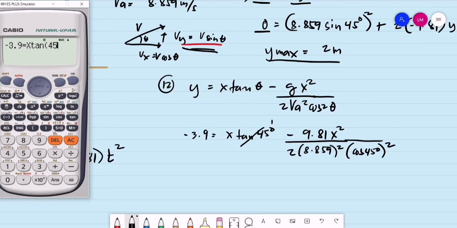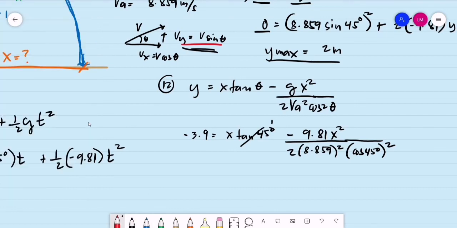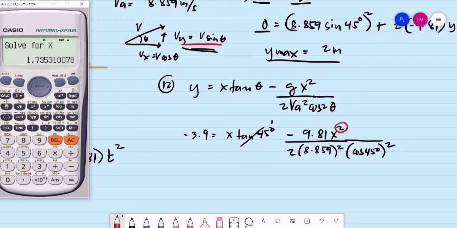The tangent of 45 degrees ay minus 9.81 of alpha x squared. This is divided by twice actual velocity, 8.859 squared, cosine of 45 degrees squared. So shift solve. Take note na yung equation na to ay naka-squared, second degree. So there are two possible values of x. So tingnan natin kung kapanipaniwala, negative 2.87. Hindi pwede yan. So pwede natin gawin is shift solve bago tayo mag-equals. Yun lang, nawala yung equation.